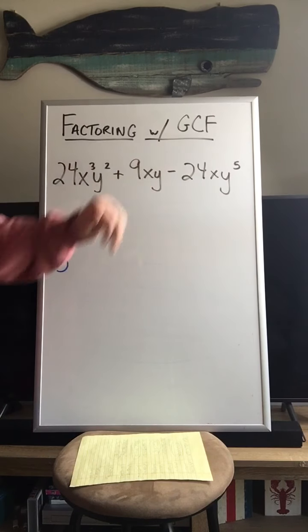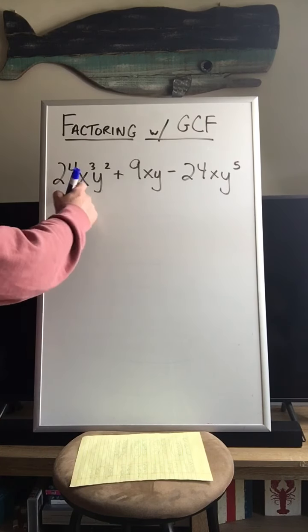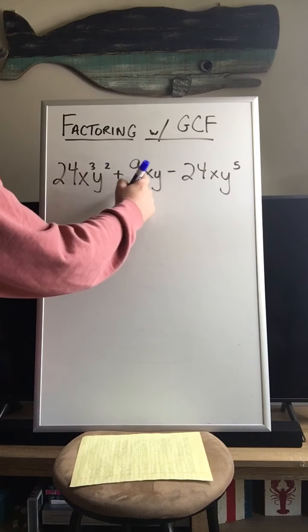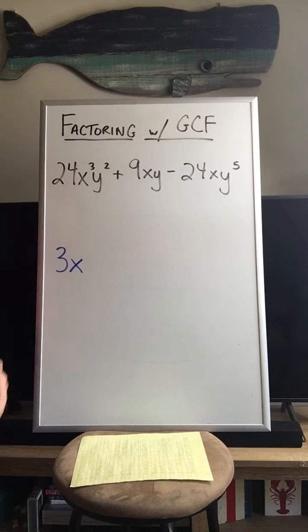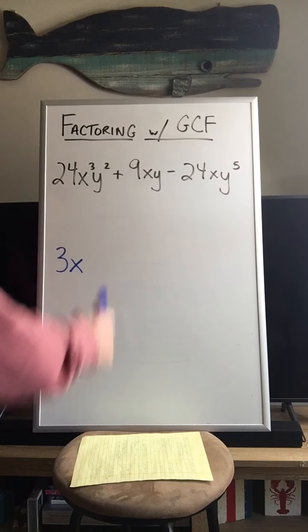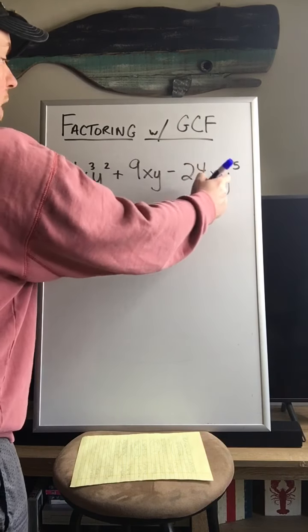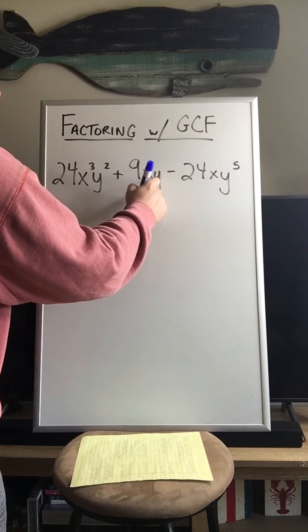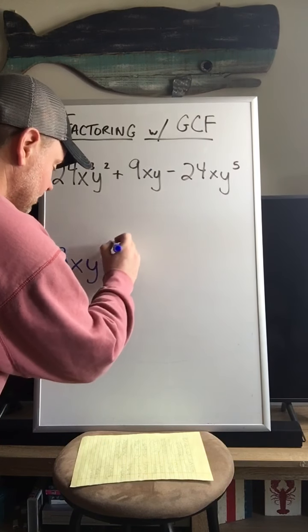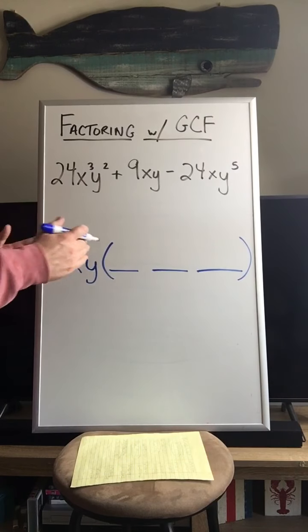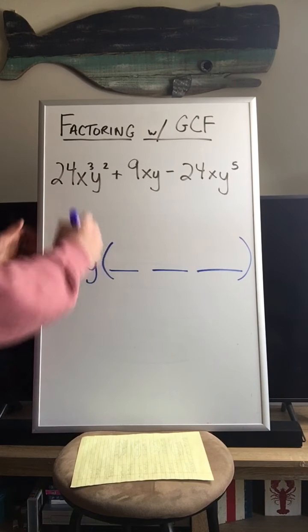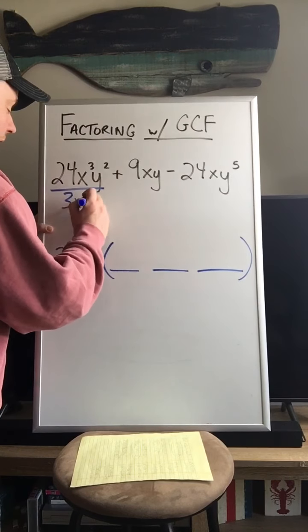Now you have 2 different variables there. So when you look at the x's, you have x to the third, x, and x. So they all have an x in common. And now you have y to the second, y, and y to the fifth. So they all at least have one y. Okay? So your GCF is 3xy. And now you're going to divide everything by that GCF.